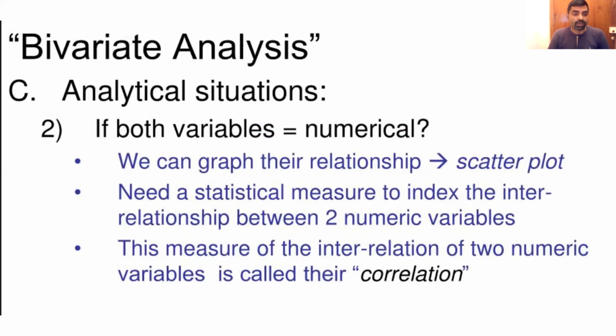Then the third one: first we discussed bivariate analysis A, B. This is C, the third one, analytical situations you need to analyze. If both the variables are numerical in nature, then what needs to be done? With the help of these two numerical variables, we can graph their relationship with a scatter plot, and we need a statistical measure to index the interrelationship between two numerical, or quantitative, variables. This measure of the interrelationship of two numerical variables is called their correlation.